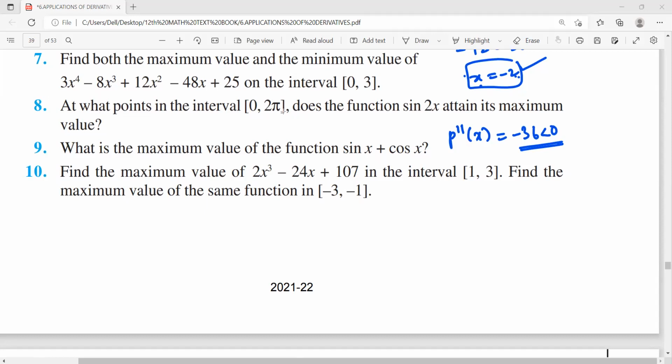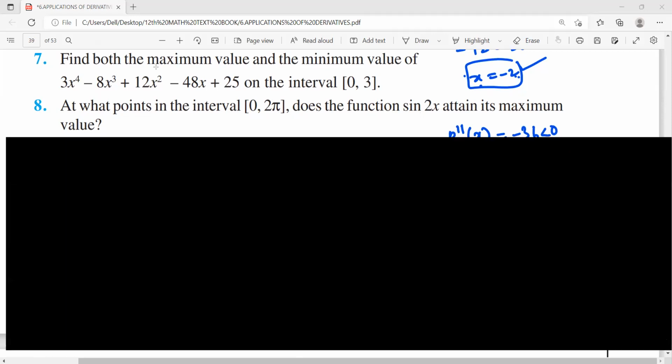At what points in this interval does the function sine 2x attain its maximum value? Okay, 8th question. We'll do it quickly. What should you do? F of x equal to, let's say, sine 2x. Now you need to understand, in this interval 0 to 2 pi, does the function attain its maximum?